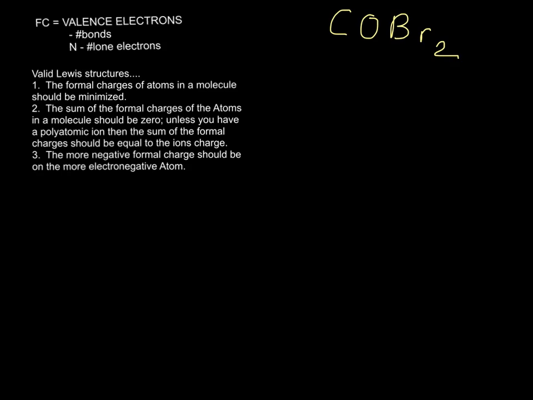All right, let's draw the Lewis structure, or Lewis structures, for this molecule. I've got 4 valence electrons from my carbon. I have 6 valence electrons from my oxygen. I've got 2 bromines. Bromine's in group 7A, so they each have 7 valence electrons. And I've got 2 of them for 14, so I have 24 valence electrons to build my Lewis structure with.